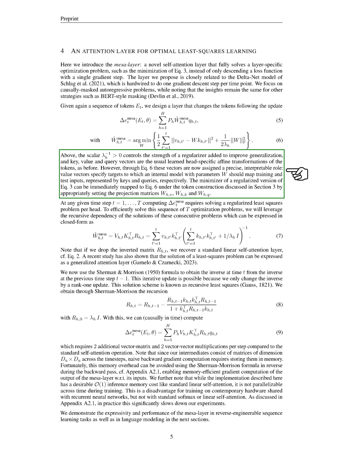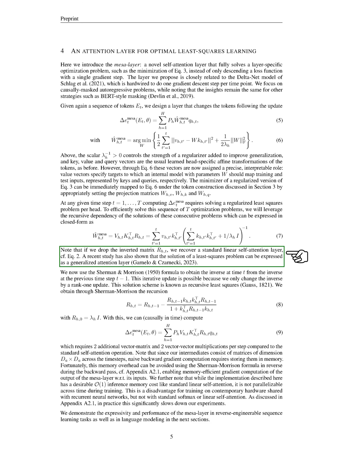At any given time step, computing the update requires solving a regularized least squares problem per head. To efficiently solve this sequence of optimization problems, we leverage the recursive dependency of the solutions of these consecutive problems, which can be expressed in closed form. We now use a formula to obtain the inverse at time t from the inverse at the previous time step t-1. This iterative update is possible because we only change the inverse by a rank 1 update. This solution scheme is known as recursive least squares.